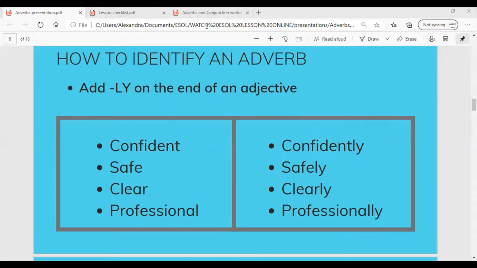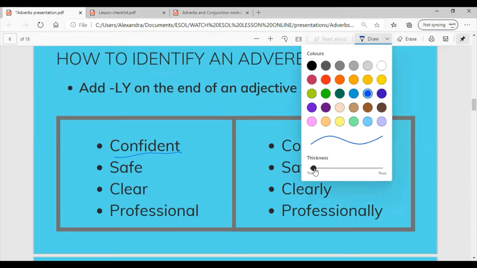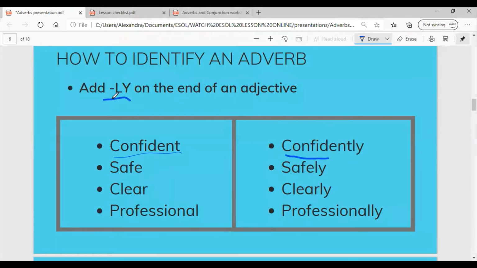Okay, so how to identify an adverb, how to spot one in a sentence. Many adverbs have this -y added onto the end of an adjective. So not only does this tell us how you can turn an adjective into an adverb, but also how to spot one. So if you see here, we've got confident, which is our adjective. And then if we were to add the -y onto the end, we get confidently. So here we have our adjective and here we have our adverb.